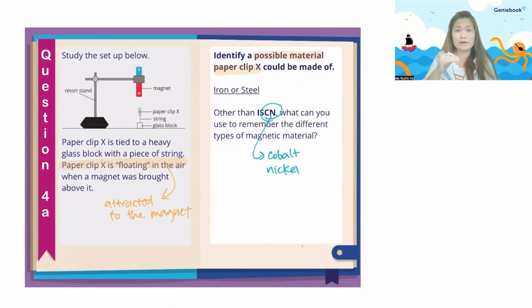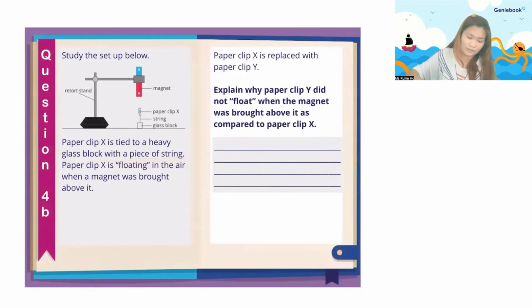All right, if your schools are really very strict, you have to stick to steel and iron only. Okay, so next. Now, this time around, you still have the same setup, right? It's still the same setup.